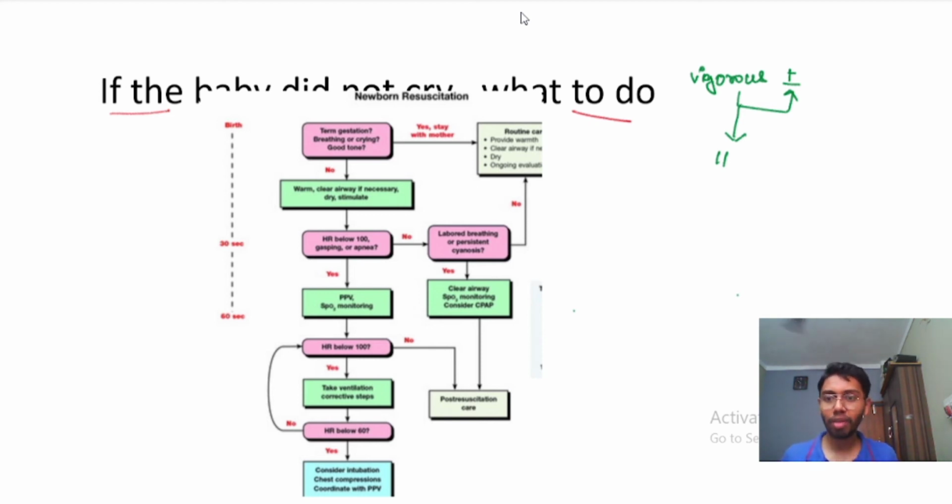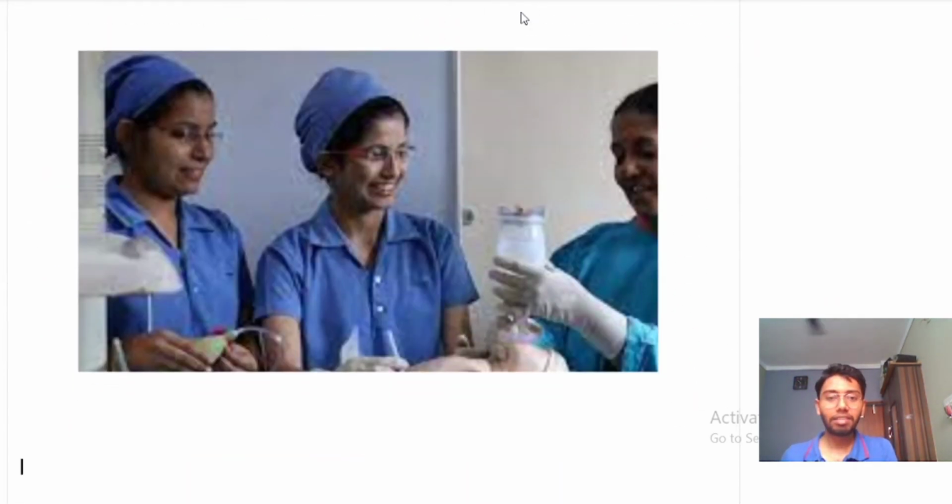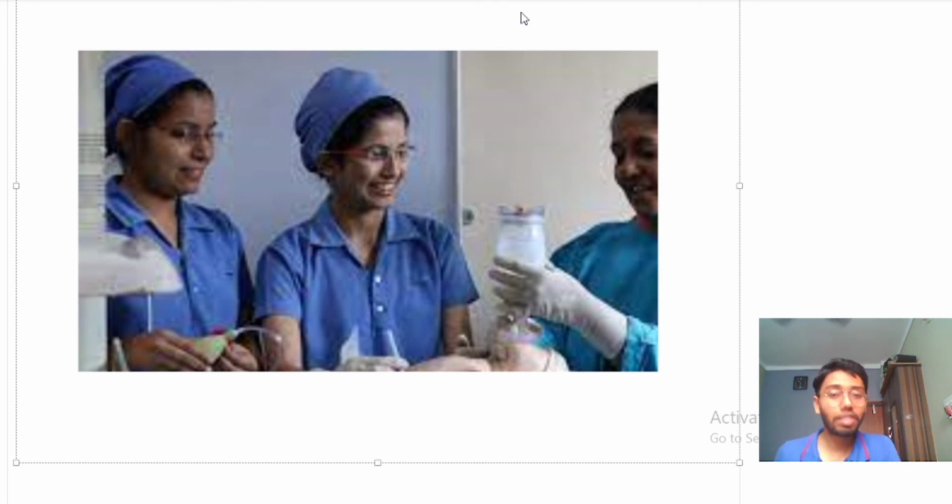If the baby is not vigorous, you will have to be super attentive. You can't do the routine resuscitation. You will have to be very quick. See, here when the nurses are very happy, smiling, and chief ma'am is teaching us very happily because it is a mannequin. This will not happen in reality. In reality, you will have to be so serious. Your heart rate will go more than 100 because it is very, very important.